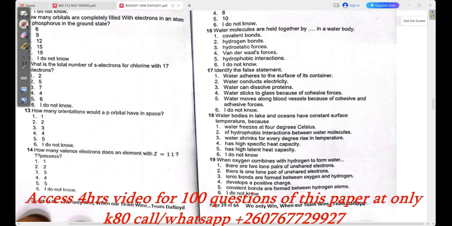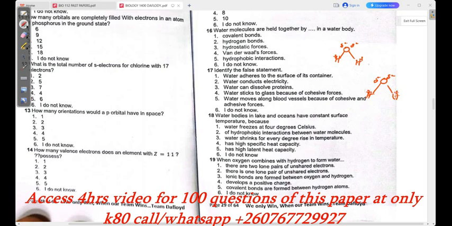Then 16. Water molecules are held together by dash in a water body. You know that each water molecule has a shape like this. On this water molecule, the oxygen is partially negatively charged, it has got 2 charges. These hydrogens are positively charged. If you have another water molecule here, this one will also have a partial negative charge, this a partial positive charge.